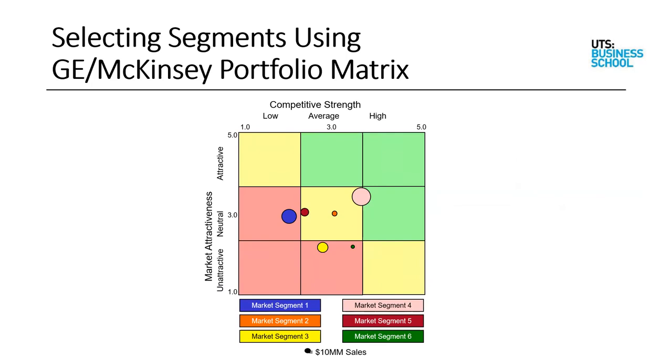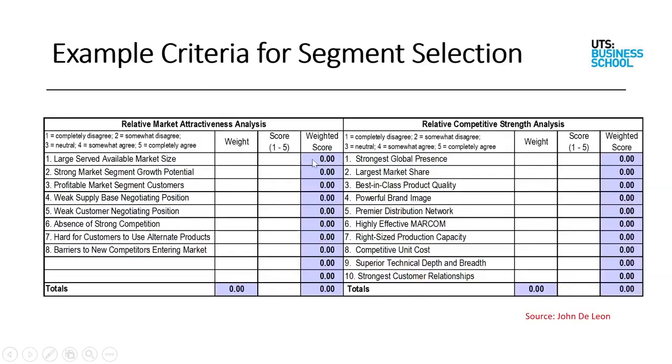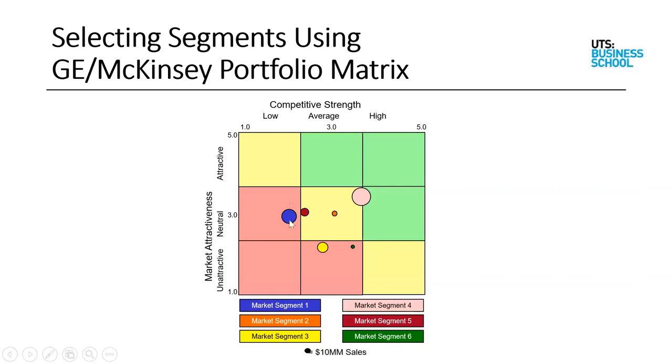And in the same way, attractiveness as unattractive, neutral, and attractive. You can use the same criteria that is used on this particular graph, and you plot the different scores for the segments that you saw on previous slides. So you can take this weighted score and this one and plot it on this graph and see where it stands. So let's say segment 1 stands here, segment 2 stands here. Then accordingly, you can choose.